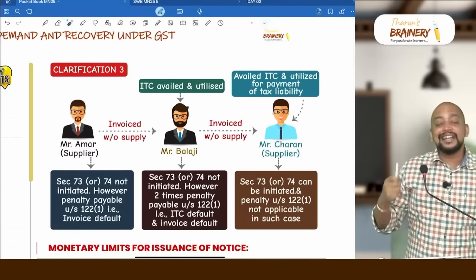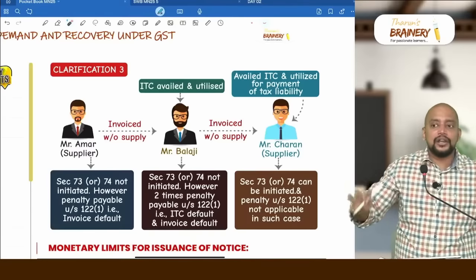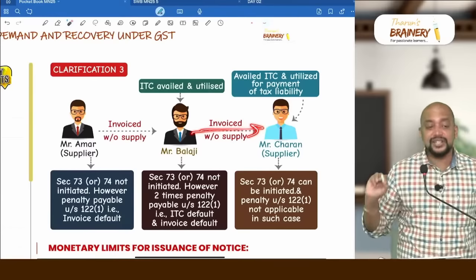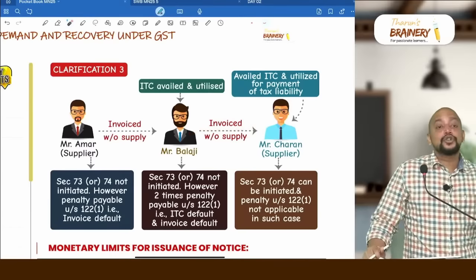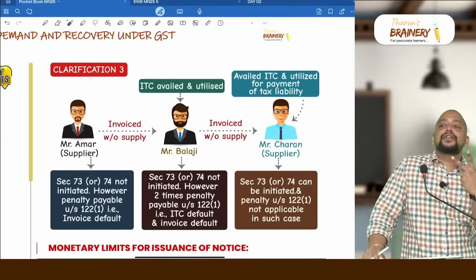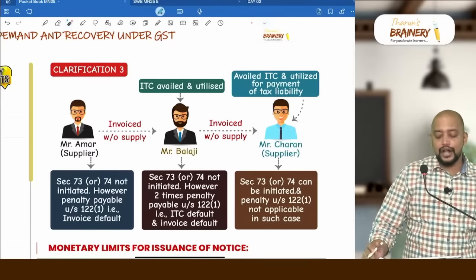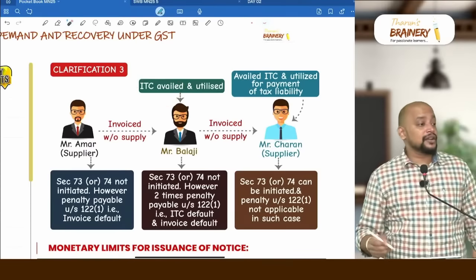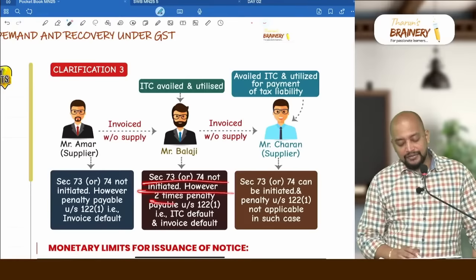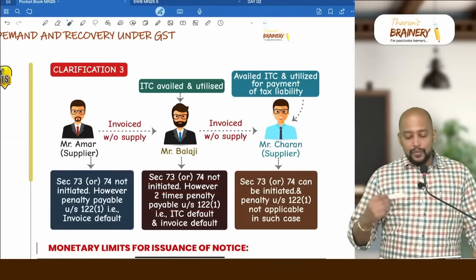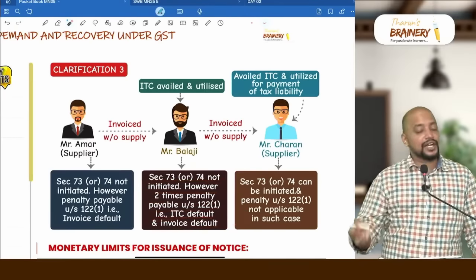Why? Because he is not having a liability at all, because he did not make the supply but just raised the invoice, but he did the contravention. So for that reason, 2 times penalty will be levied under 122 subsection 1, one on account of ITC default, another on account of invoice default. So 73-74 is not initiated, however 2 times penalty is payable under 122 subsection 1, that is ITC default and invoice default.